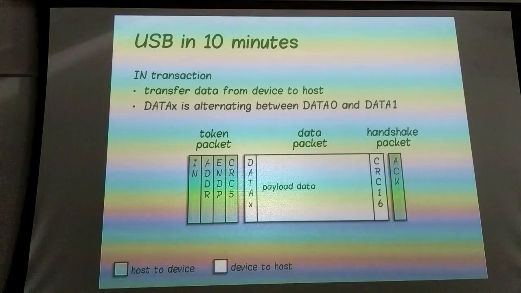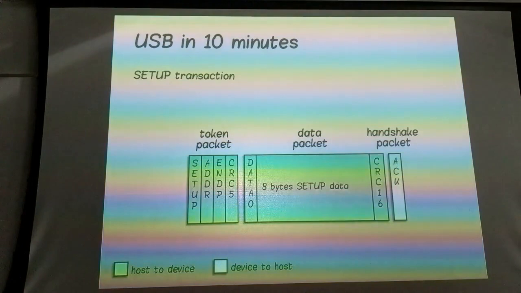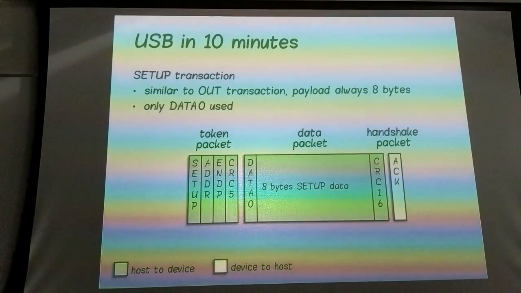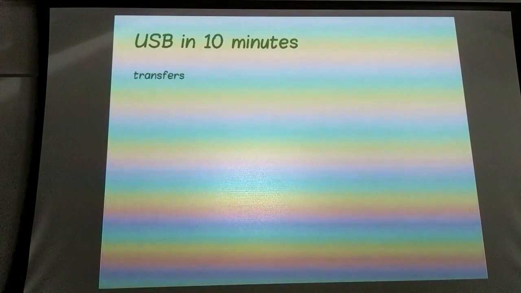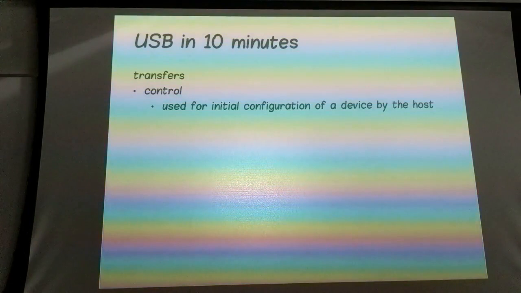In transaction is similarly used for transfer of data from a device to the host. Again, data 0 and data 1 alternating PIDs are used. In this transaction, the host sends a token packet, device sends a data packet, and the host confirms with a handshake packet. Finally, we recognize a setup transaction. It is similar to out transaction, but payload is always 8 bytes long, and only data 0 packet identifier is used. On the highest level, the USB protocol is made of different kinds of transfers.